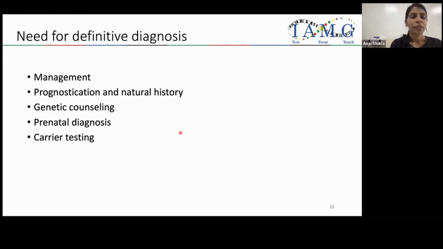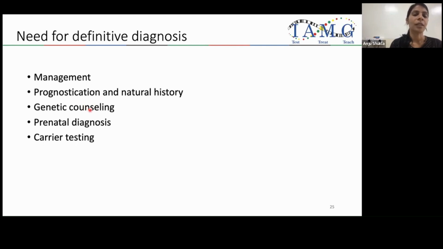So with this, I would just like to highlight that whenever possible, a targeted testing using several PCR-based methods or Sanger sequencing can be done to achieve a definitive molecular diagnosis in individuals with genetic disorders. And this is very helpful for their appropriate management and their prognostication, as well as to discuss the natural history with the family.